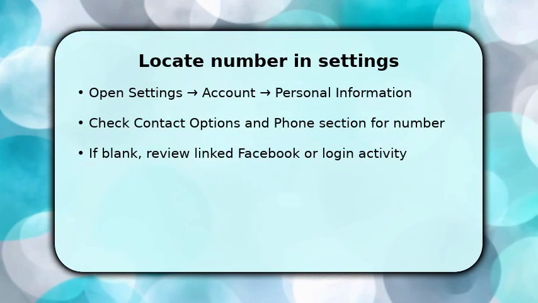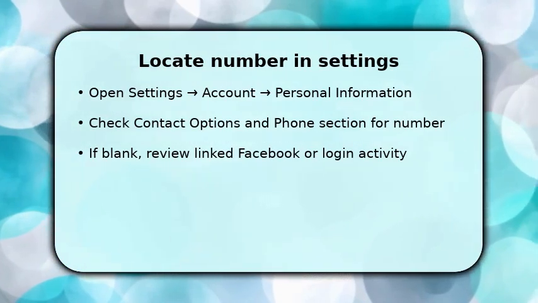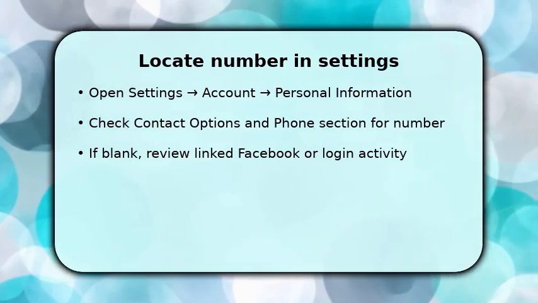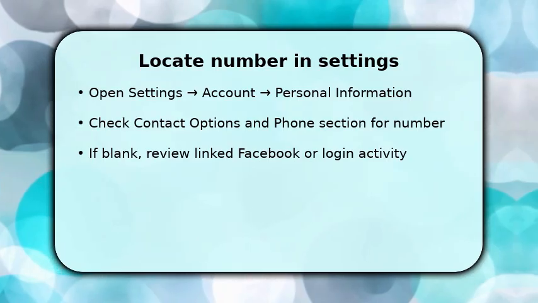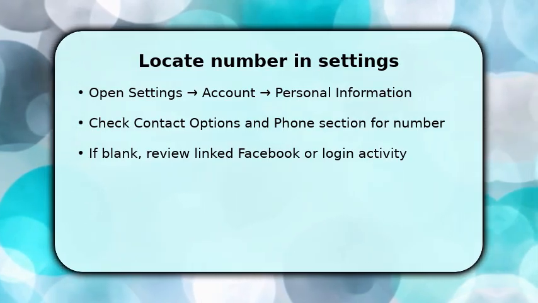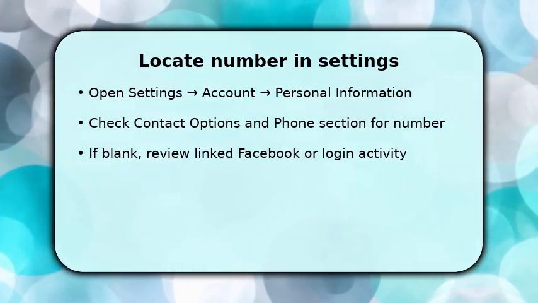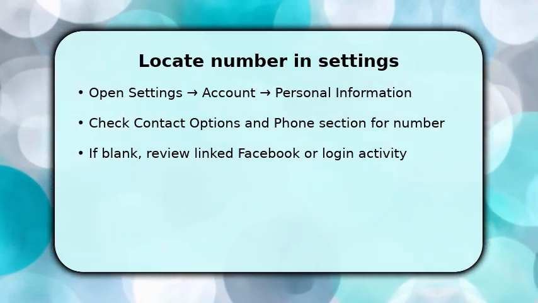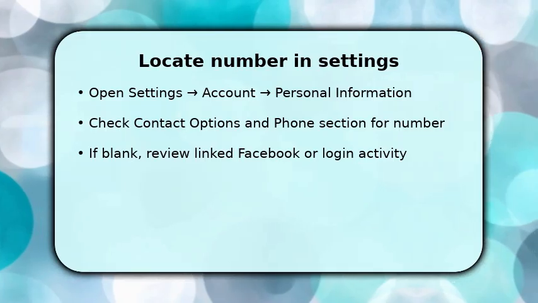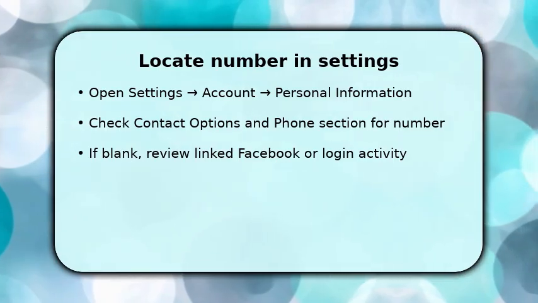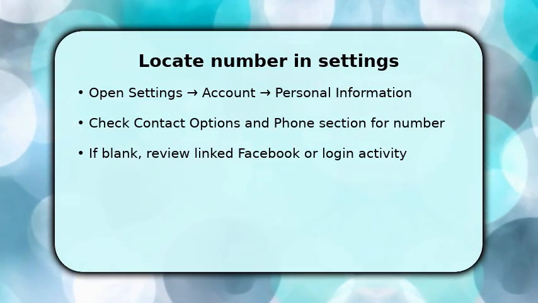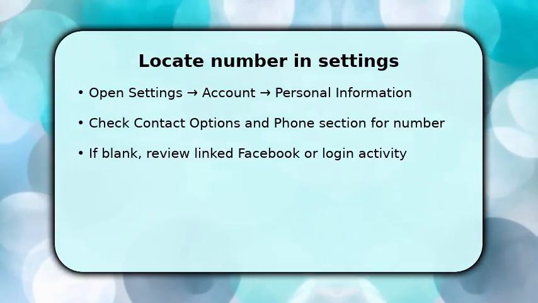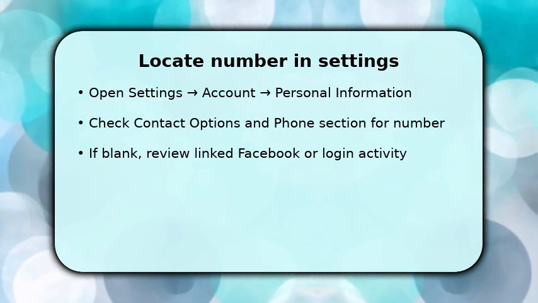Once done with initial checks, navigate to Settings, then Account and Personal Information. You'll find contact options where a phone number is stored. You can edit or verify that number. Tap Verify to receive a code if you control it. If the field is empty, check Linked Accounts > Facebook or login activity for clues. Sometimes the number is listed on the connected account. Make sure to note the country code and formatting so you can use the number for recovery or two-factor setup without errors.